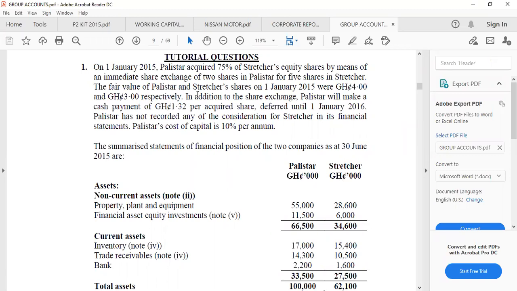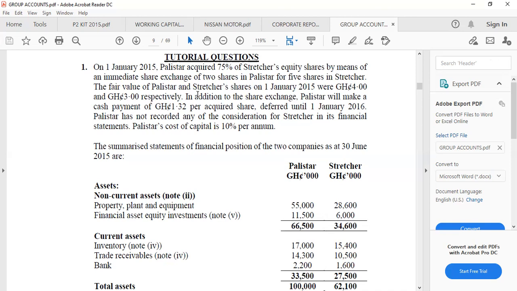Deferred until January 2016. That means the money will be paid in how many years' time? 1 year's time. But we are not going to do the consolidation in 1 year's time. We are doing the consolidation as at January 1. We want to know the amount that we are paying for them. If we had not deferred that particular amount to 1 year's time, how much should you have paid? So that 19,800, we present value it.